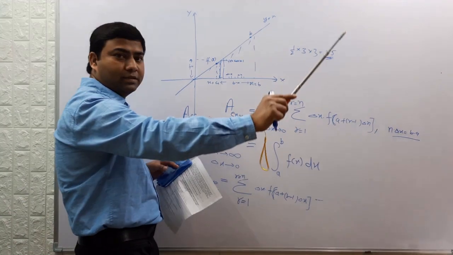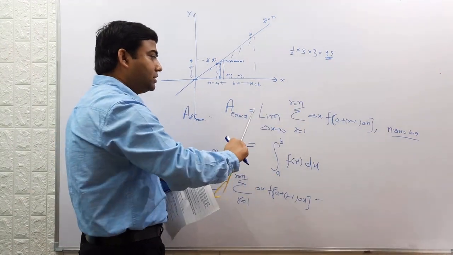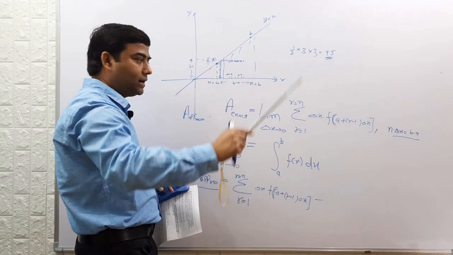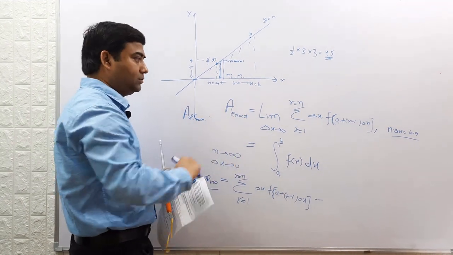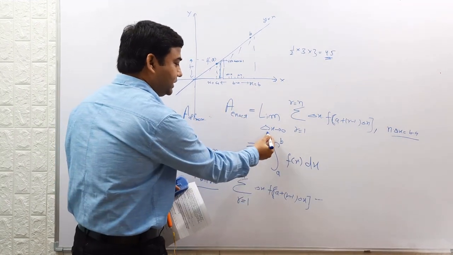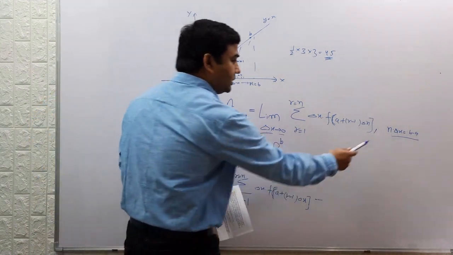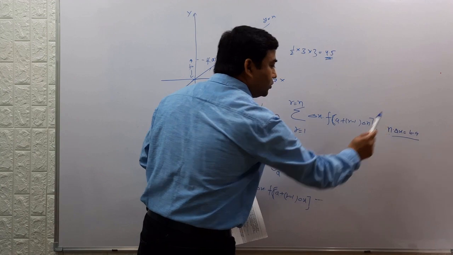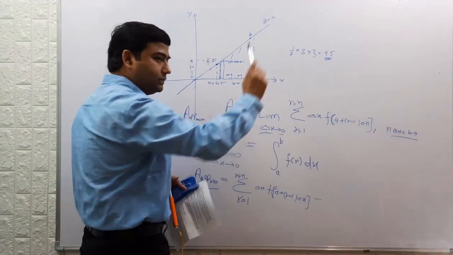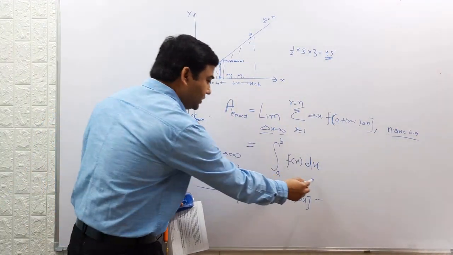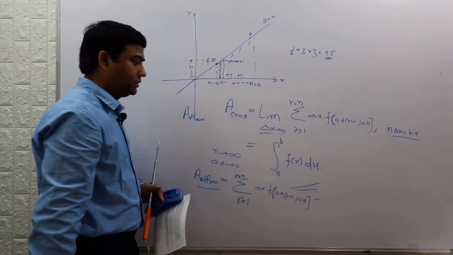You can expand this limit. You can remove the sigma and expand the limit up to infinite. This will have infinite terms because delta x is tending to 0. If delta x is tending to 0, then n will tend to infinite. Terms will be infinite. So this is the definition of integration.